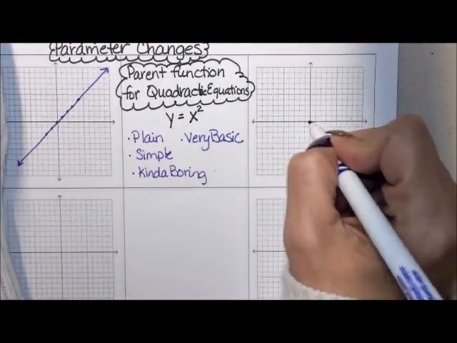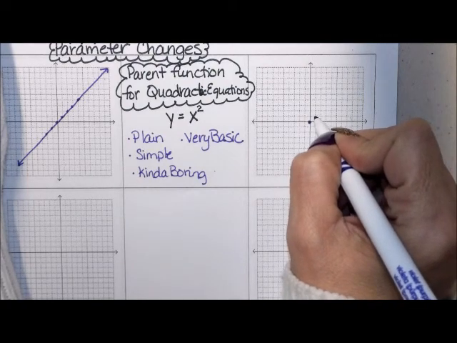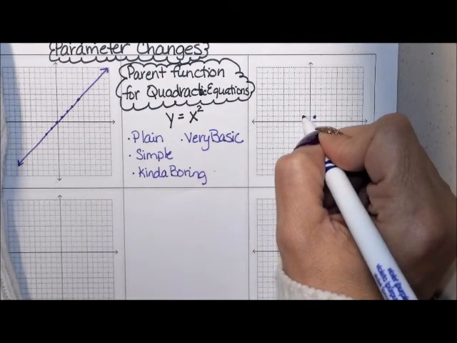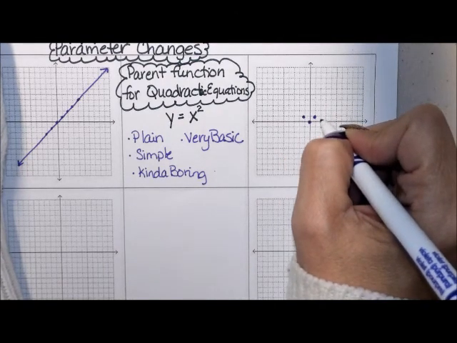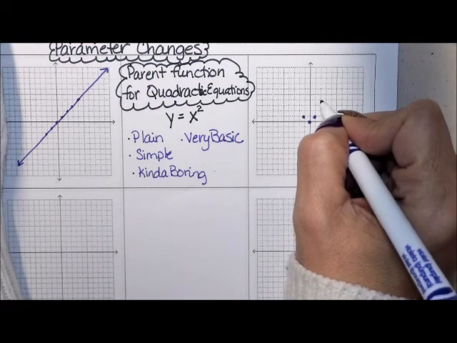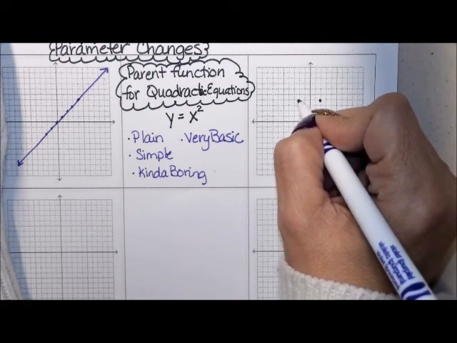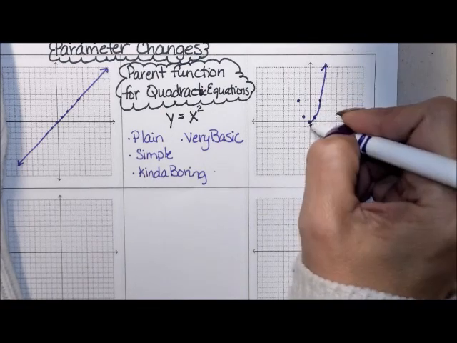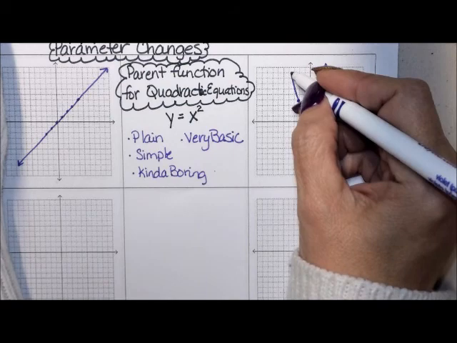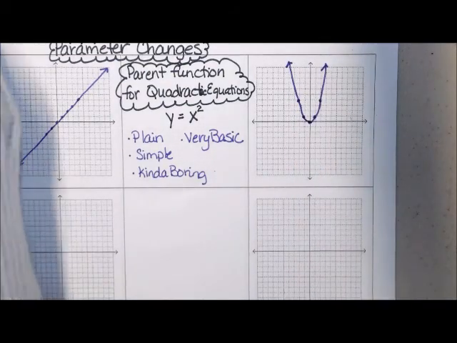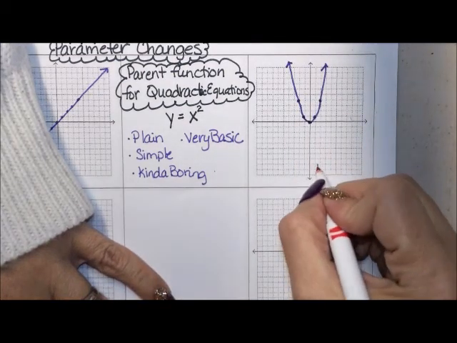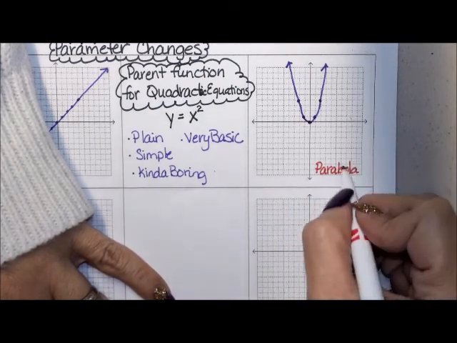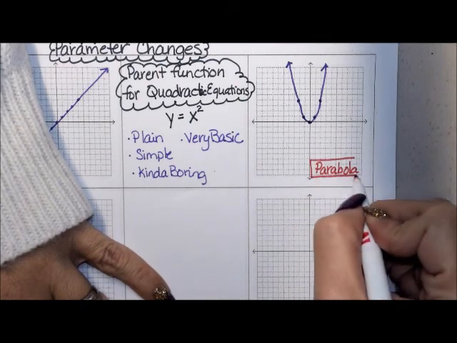It goes through 0, 0. If x is 1, y is 1. But if x is negative 1, y is positive 1 again. If x is 2, y is 1, 2, 3, 4. And then it has a mirror image over here. So this looks like this. This has a name. It's called a quadratic. But we actually call that graph a parabola. It's just a name for the graph.